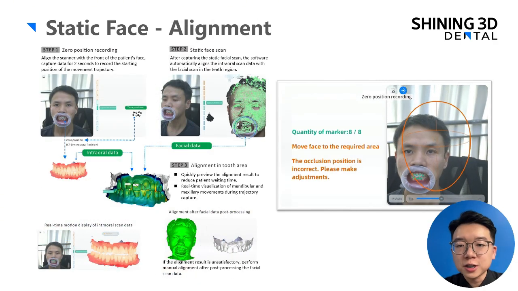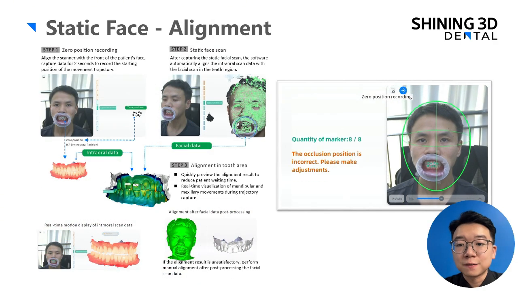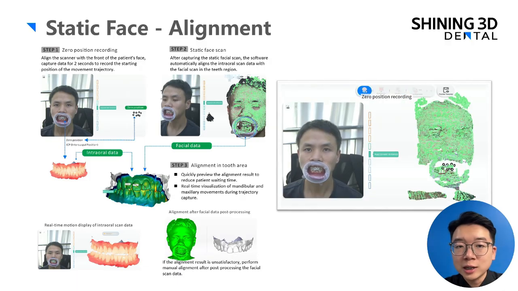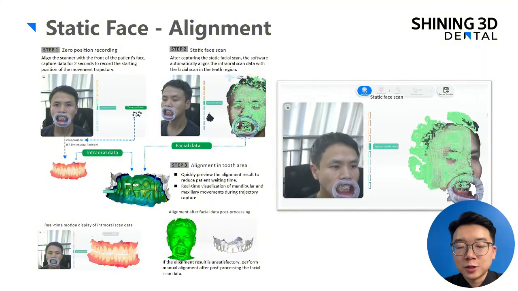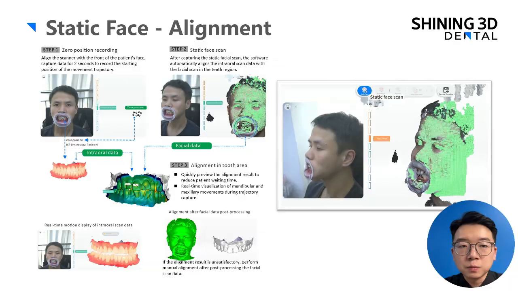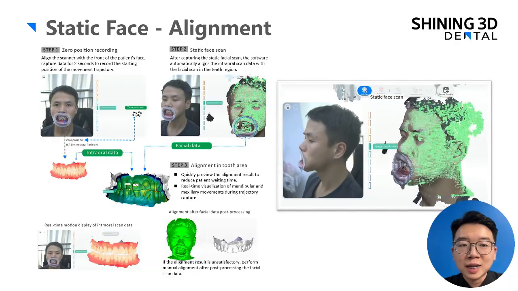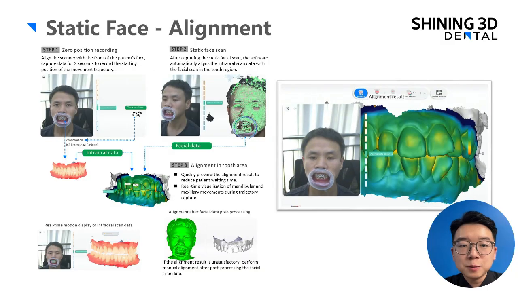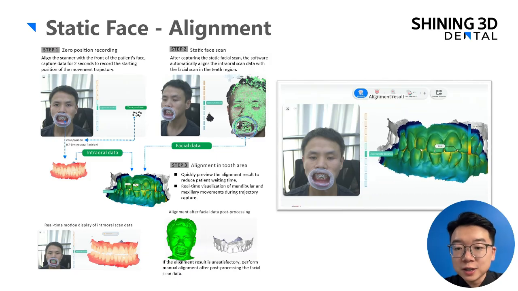We just finished the first step of the static face scan, that is the tracker creation. Now we are entering the alignment stage of the static face scan. On this stage, it will do a zero position recording. That's the first step. Align the scanner with the front of the patient face, capturing data for 2 seconds to record the starting position of the movement trajectory. So that's the first step we'll do.